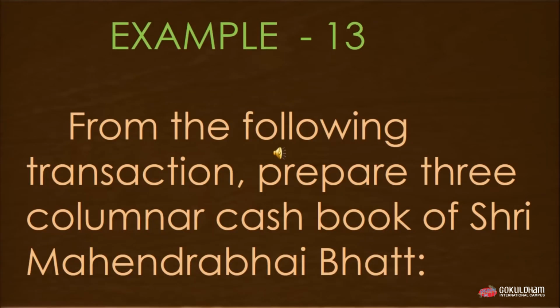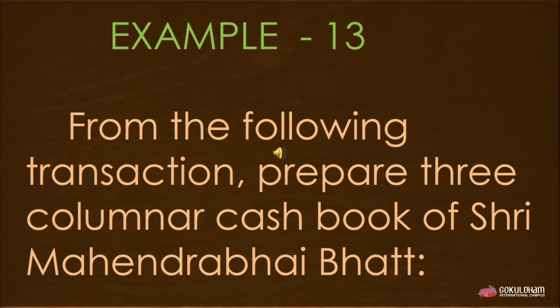Today we will discuss example number 13. From the following transactions, prepare a 3-column cash book of Mahendra Bhai Bhatt. It means in this example we prepare a 3-column cash book. Do you know very well which 3 columns come in the cash book? Yes. The first column is discount, the second is cash, and the third is bank. And these 3 columns come on both sides.